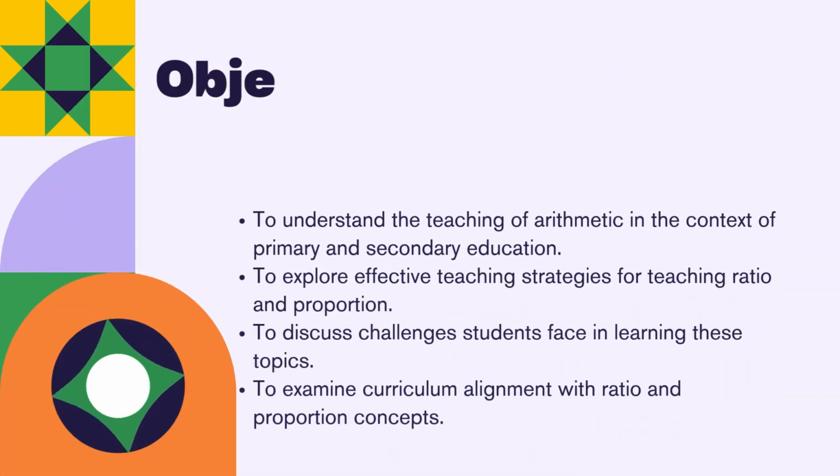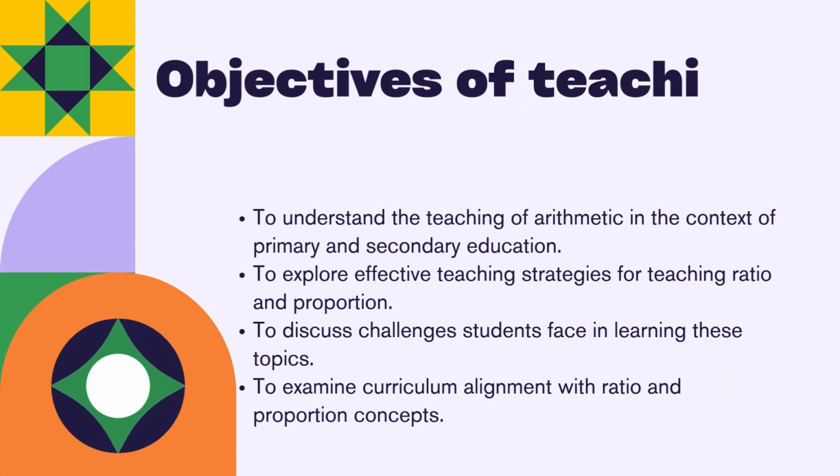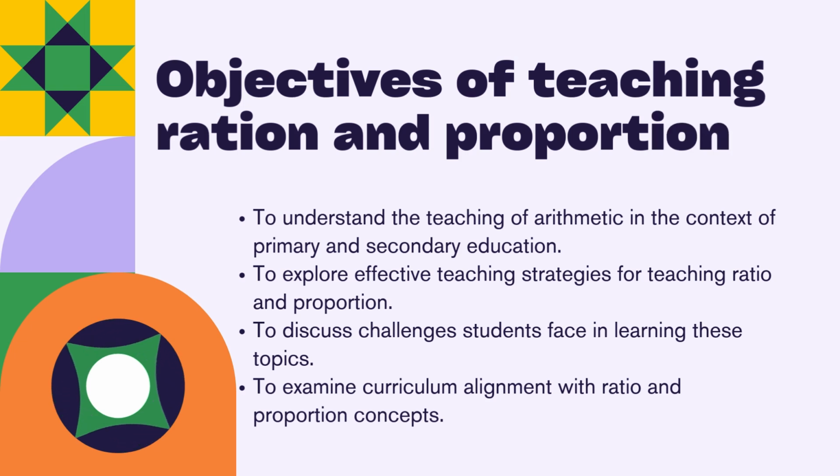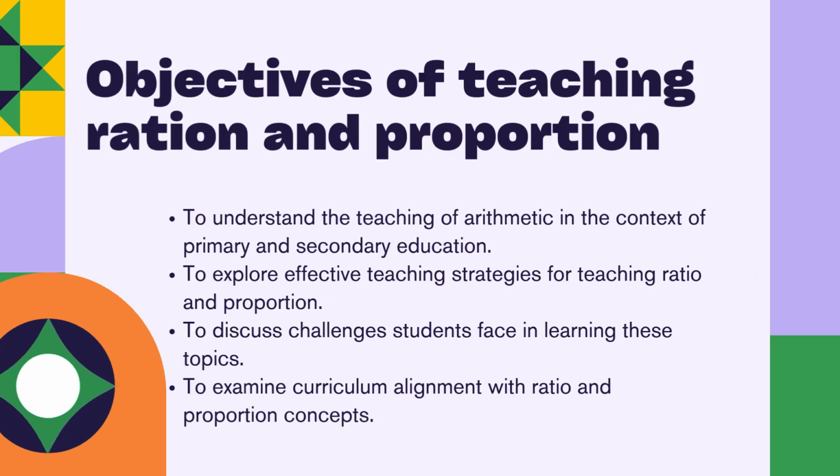So first, the main objectives of teaching ratios and proportions are to understand the teaching of arithmetic in the context of primary and secondary education, to explore effective teaching strategies for teaching ratios and proportions, to discuss challenges students face in learning these topics, and to examine curriculum alignment with ratio and proportion concepts.